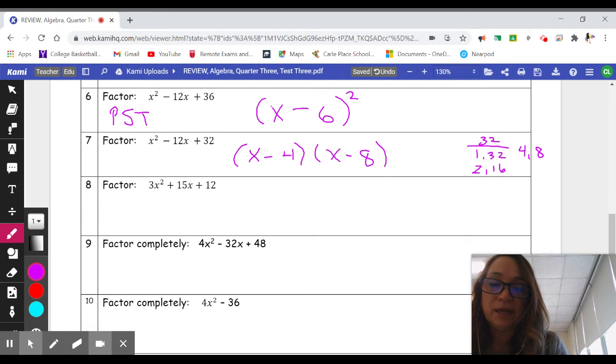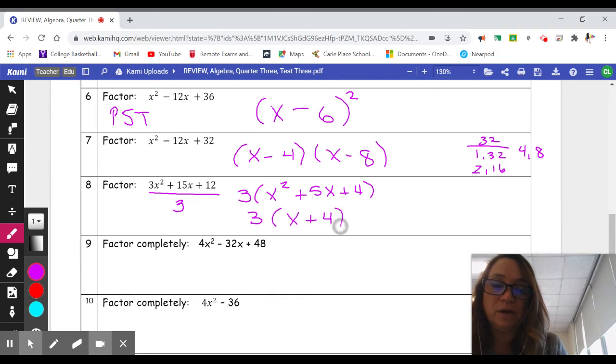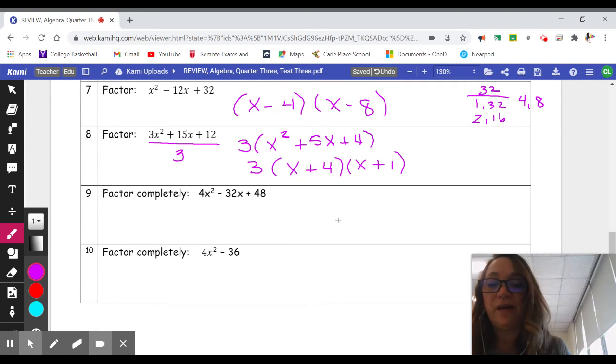Okay, so this looks like it has a GCF of 3. So that's 3x squared plus 5x plus 4. So 3x plus 4 and x plus 1. Okay, that ended up being factoring completely, so I'm going to do another one that's like that, but not factoring completely.